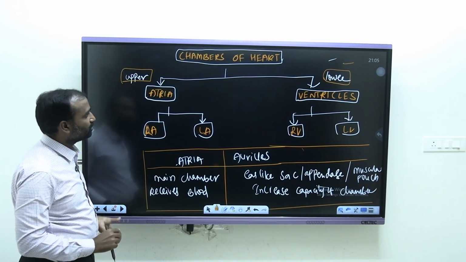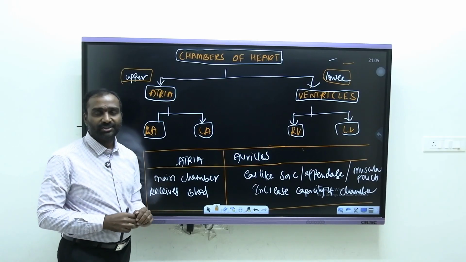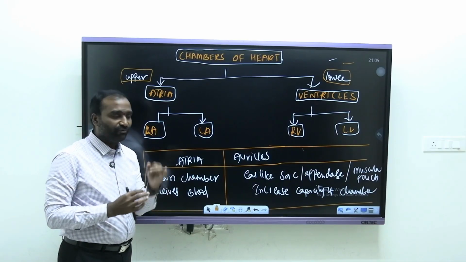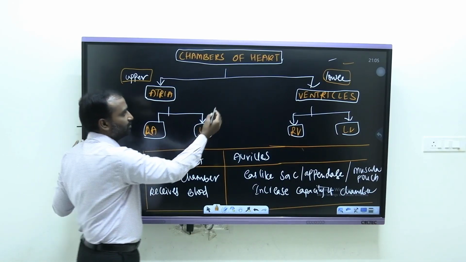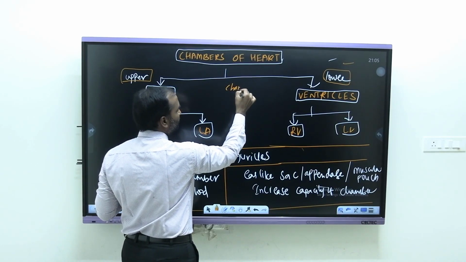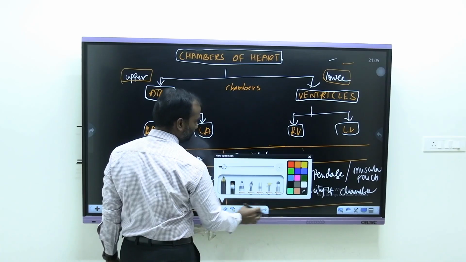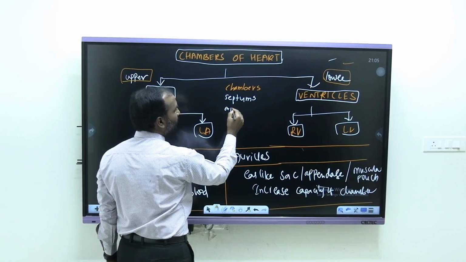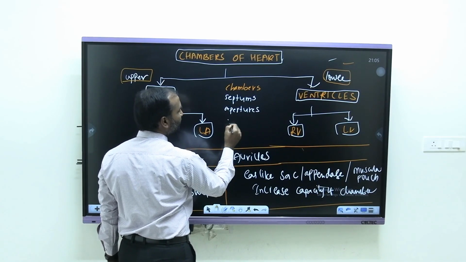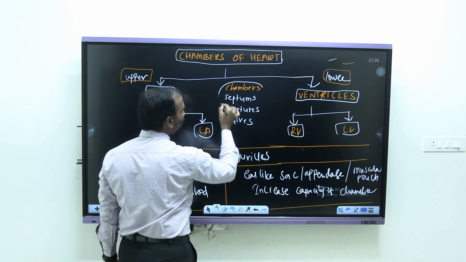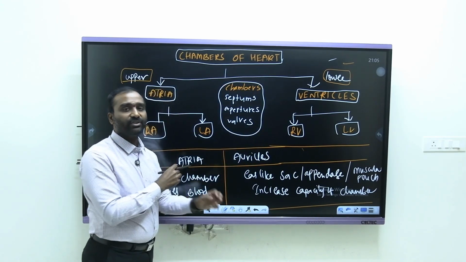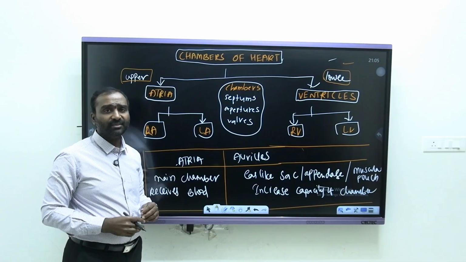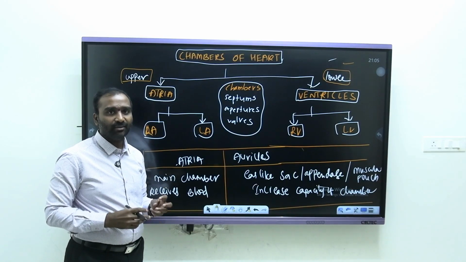Next, move on to the chambers. These are the most important chambers of the heart. Before that, whenever we study the heart, we need to sort out first: chambers, septums, apertures, then valves. You should have an idea of all these aspects before we study the heart in detail. Now, chambers: how many are there, what is the position, and what are they made up of?